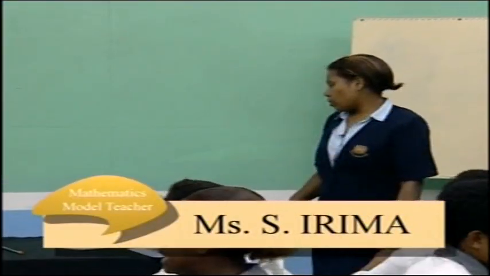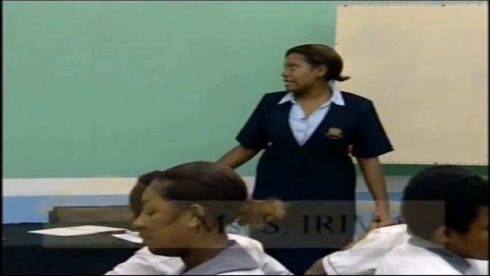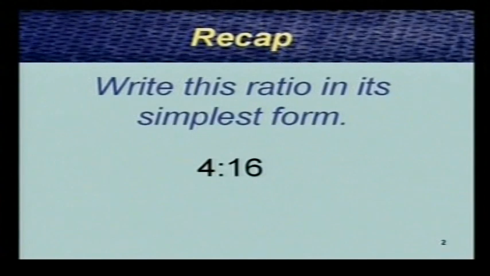Right, 7Es and receiving students. Just recapping on our previous lesson. What is this ratio in its simplest form? 4:16. In its simplest form. Okay, Alan? One is to 4. Okay, very good.